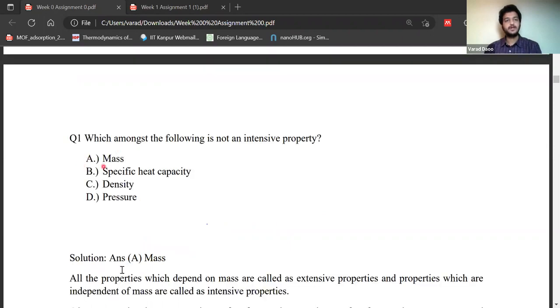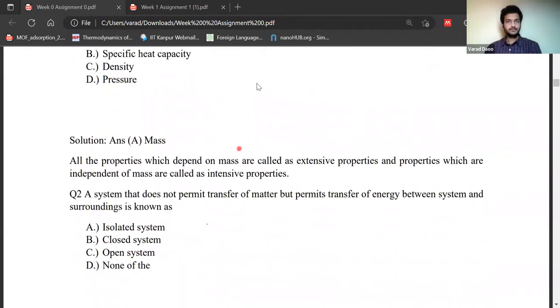Right, so the answer is mass. Why? All properties which depend on mass are called extensive properties, and the properties which are independent of mass are called intensive properties. So we want an extensive property. So let us now move on to the next question.